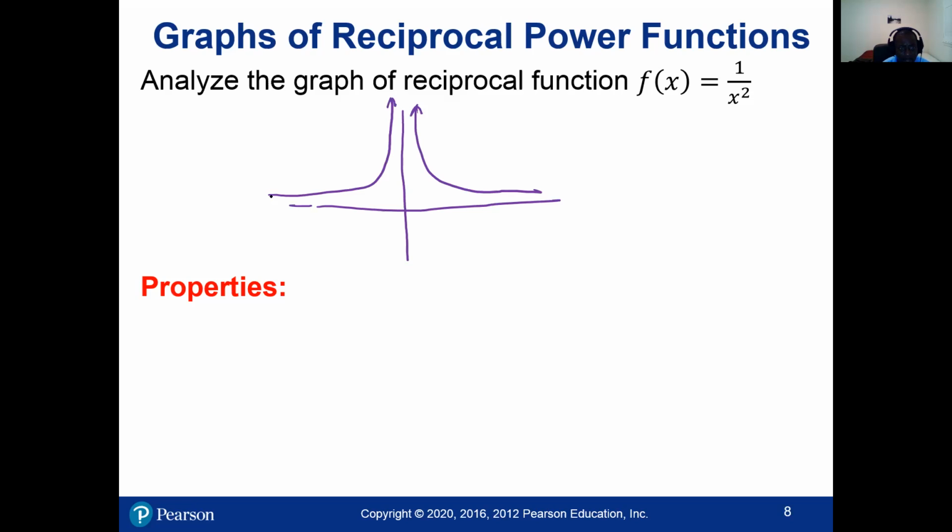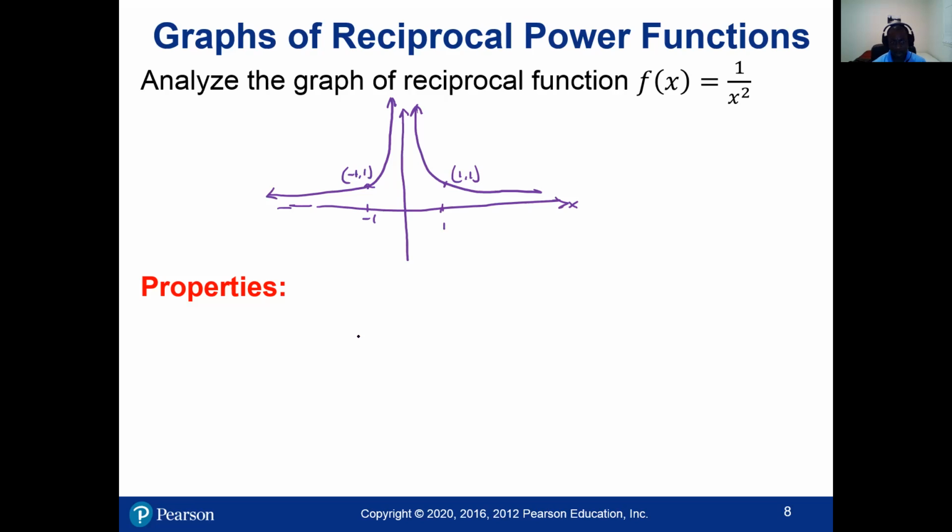It never touches the x-axis, and this is your y. Now, if x is 1, it passes through the point (1, 1). And if x is -1, y is still 1. So it passes through -1 and 1. So it passes through these two points.